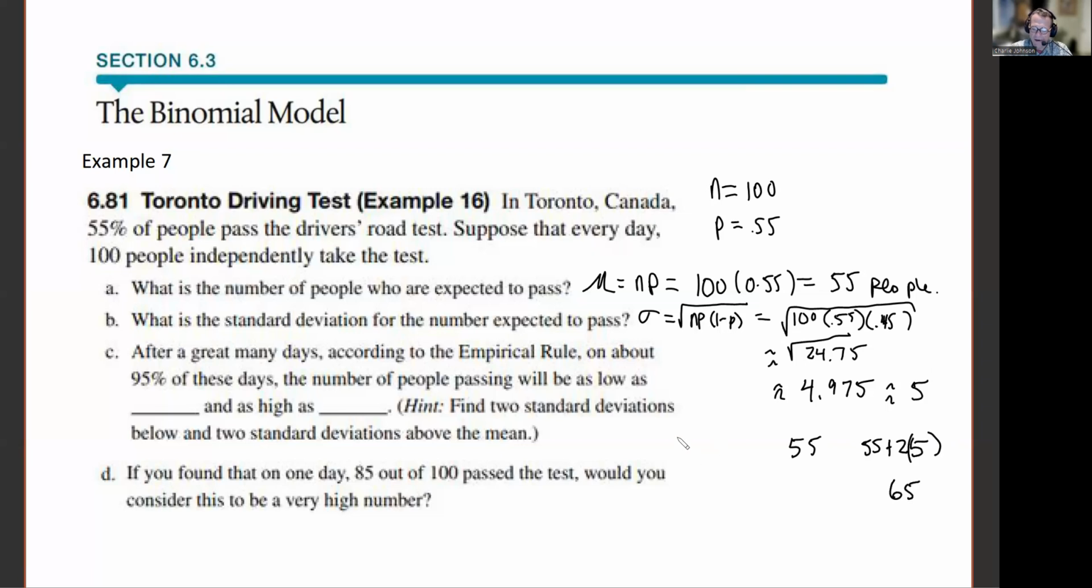And we could go as low as 55 minus, we go 2 standard deviations below. That's 55 minus 10, which is 45.